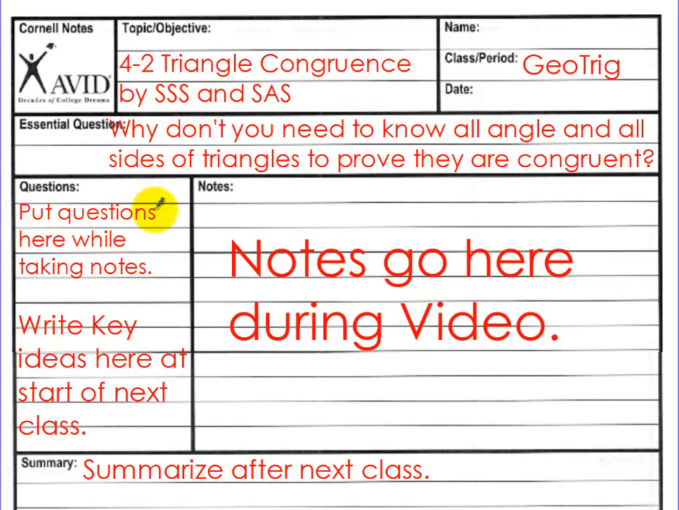Welcome, GeoTrig. This is section 4-2, Triangle Congruence by Side-Side-Side and Side-Angle-Side. The essential question is, why don't you need to know all the angles and all sides of the triangles to prove that they are congruent?